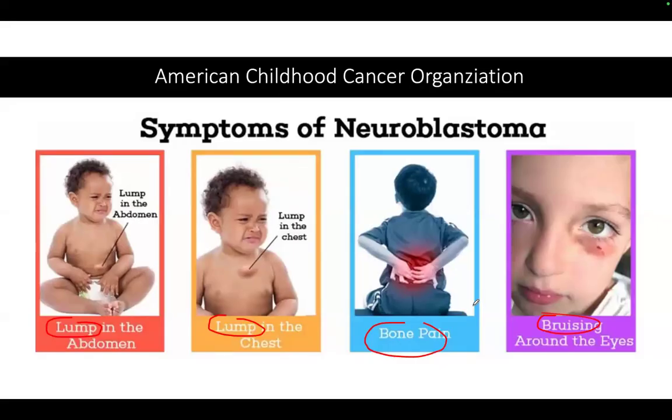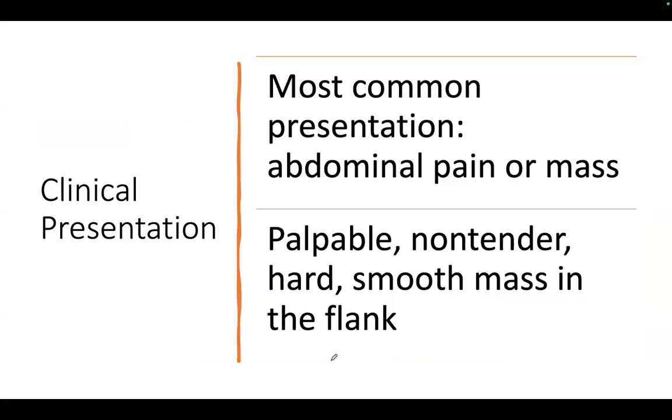The raccoon eyes. Okay, looks like several of you, when you were on duty, when you had a toxic duty in the ER, in the labor room. The raccoon eyes usually come naturally for interns. So a lump in the abdomen, a lump in the chest, bone pain, and bruising around the eyes.